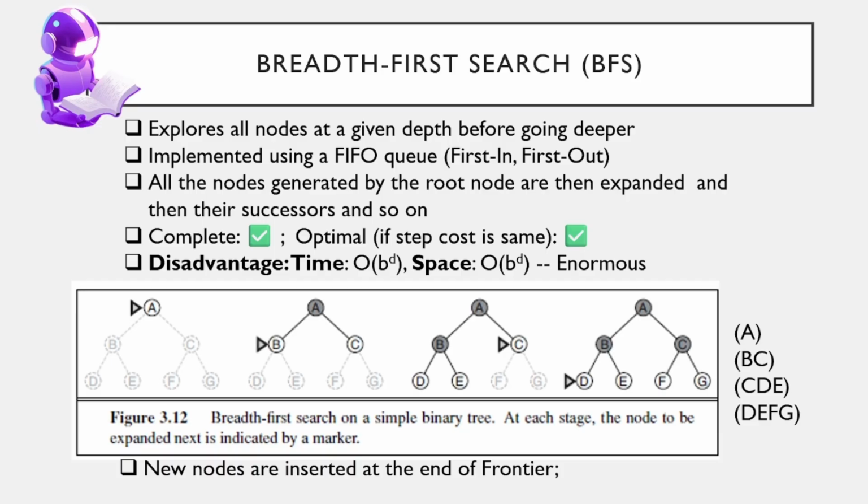Breadth first search explores all nodes at a given depth before moving to the next depth level. So think of it as ripples spreading out in a pond. First the innermost ring, then the next ring, then the next, always moving outward evenly.